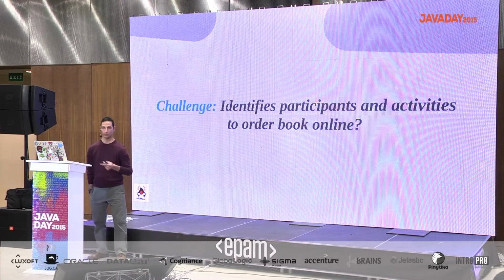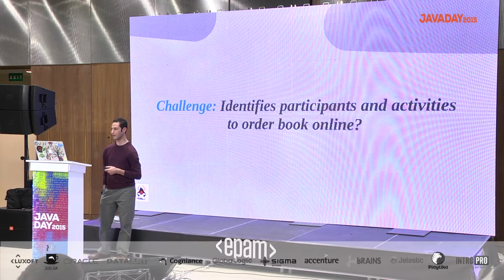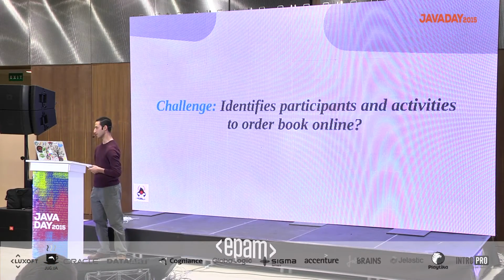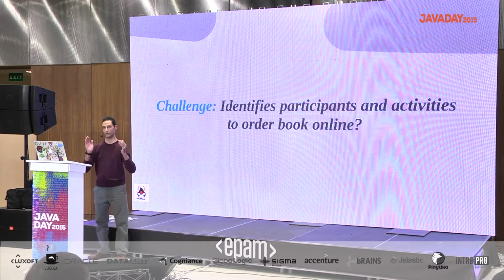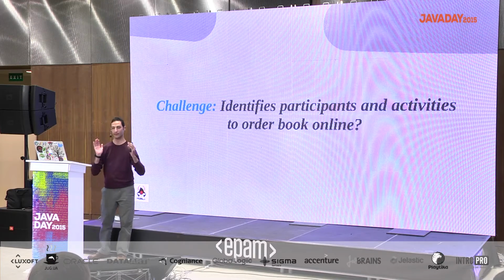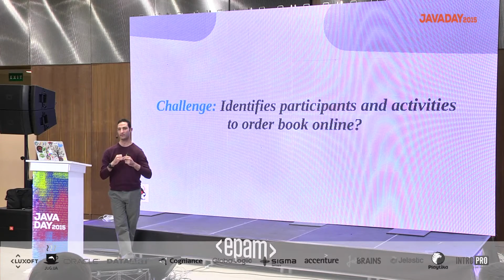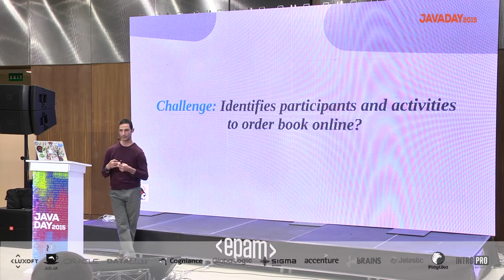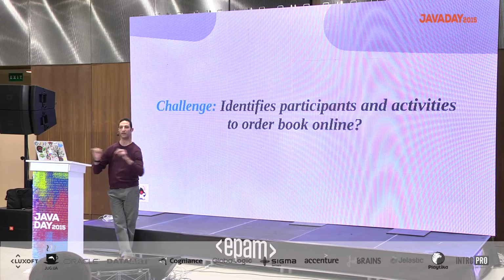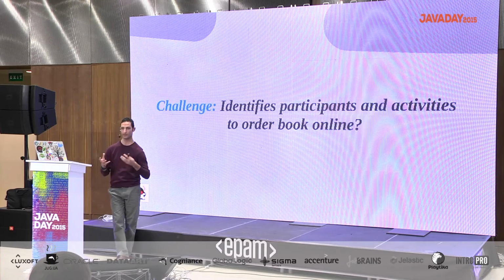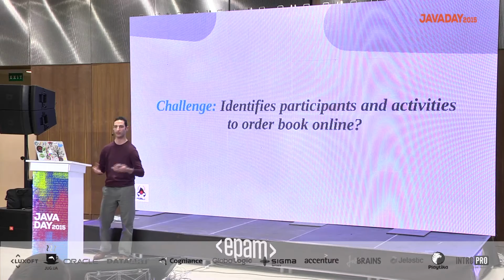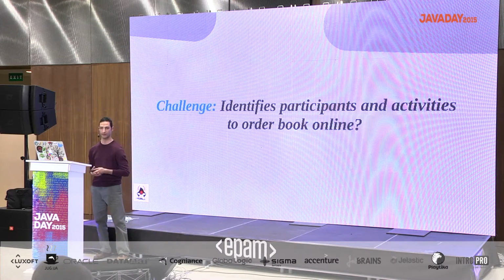We are going to have a challenge: we would like to order a book online. And you are going to model it and apply all the steps. We are going to use the six steps, from identifying the participants, identifying activities, and mapping activities to HTTP verbs, till we get the final URL.